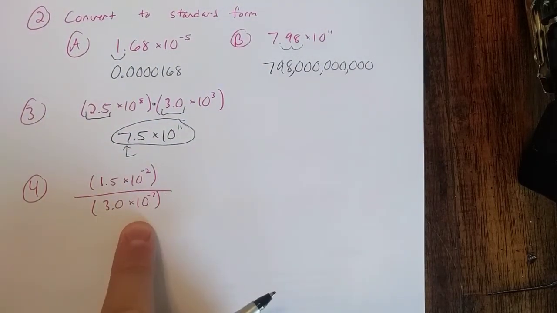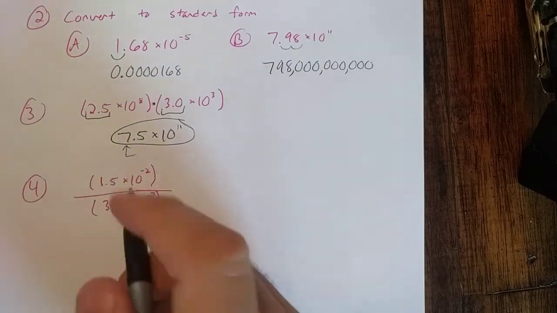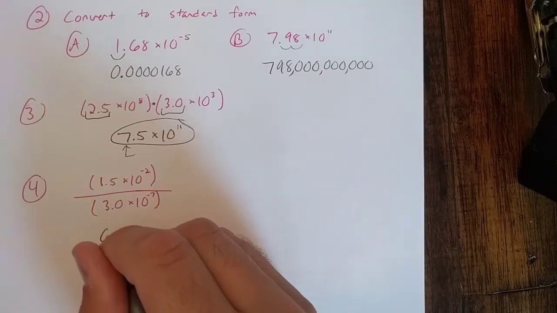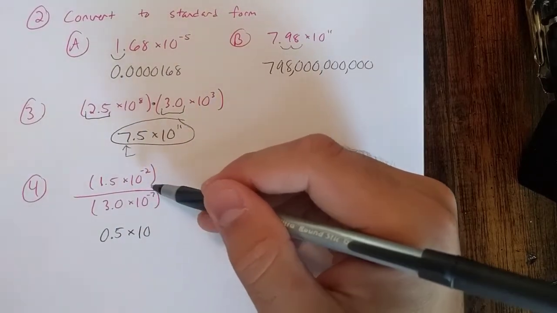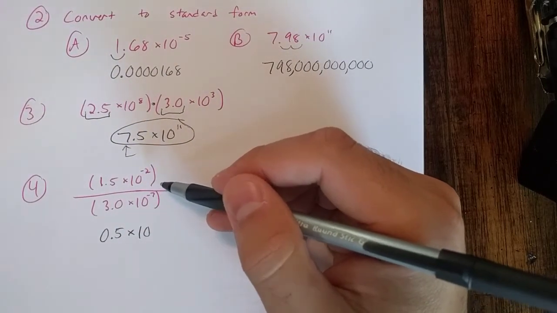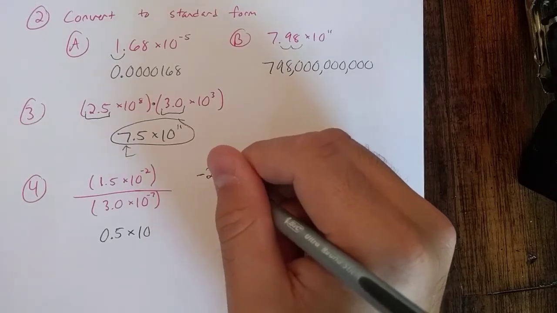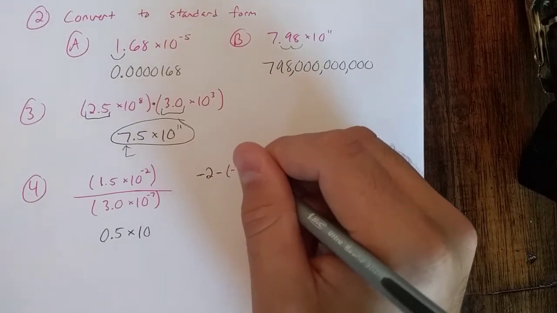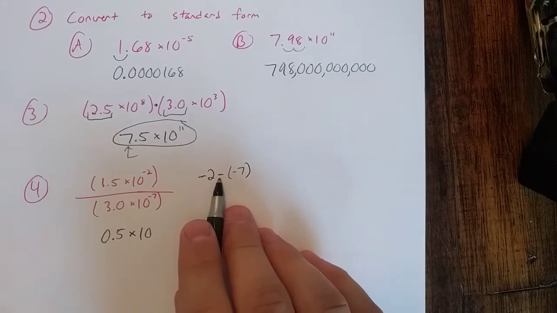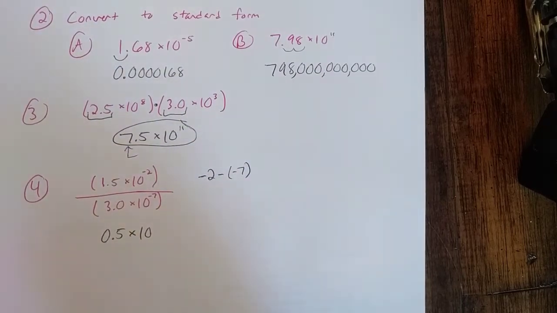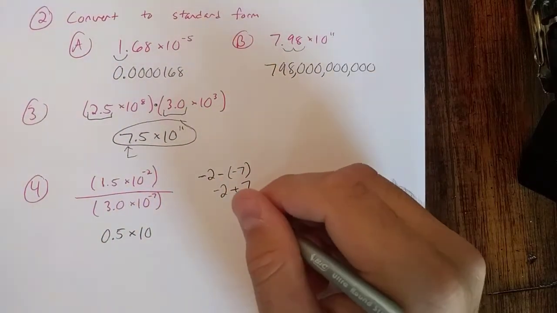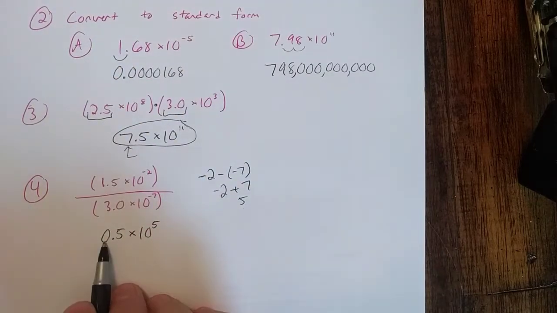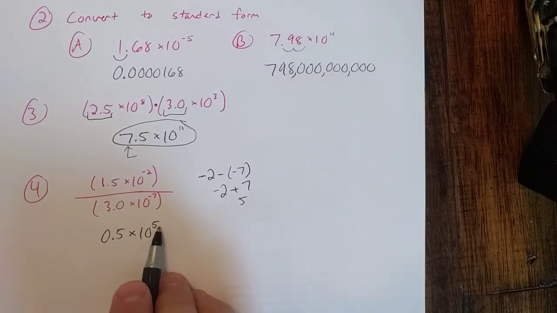Number 4, now you're going to divide the numbers. 1.5 divided by 3.0 ends up being 0.5 times 10. Now if you're dividing bases, the inverse happens. You subtract. Students frequently get confused on how to subtract negative numbers. When you do -2 minus a -7, this means the opposite of the opposite. So essentially what you're doing here is -2 plus 7. That turns into 5. So it's 0.5 times 10 to the power of 5.